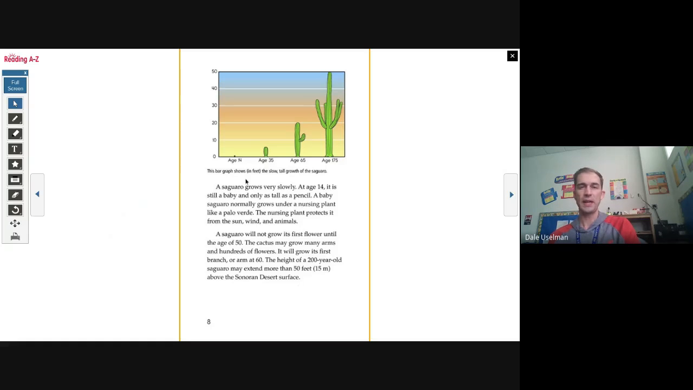So I see here a bar graph that shows us in feet the slow, tall growth of the saguaro. So at age 14, you can see it's not really much taller than 0 feet. But then at age 35, it's about 5 feet right there. Age 65, we're looking at about 20 feet in height. And then age 175, we're looking at 50 feet in height.